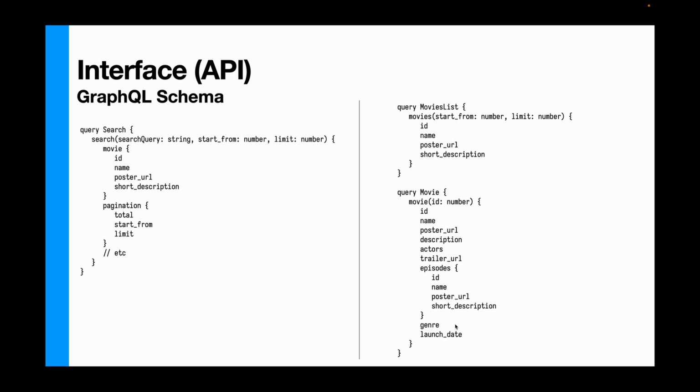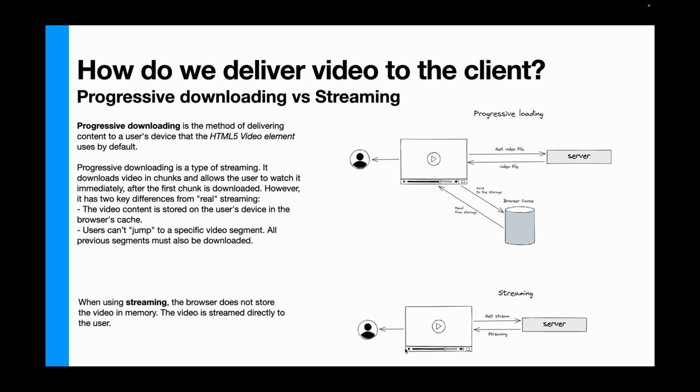The next are samples of GraphQL queries for search, for querying movie lists, and movie details. As we can see, we can describe the fields that we want to receive for different types of clients. The next part is the details of our application. Here we discuss how exactly we will stream video to the client and how we achieve other non-functional requirements.